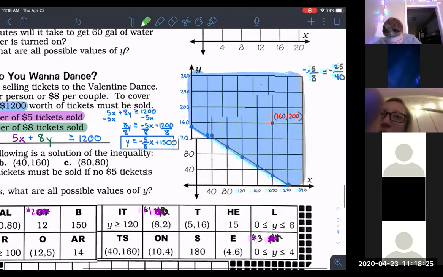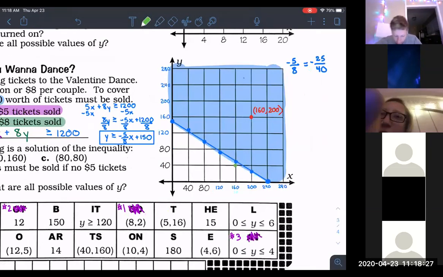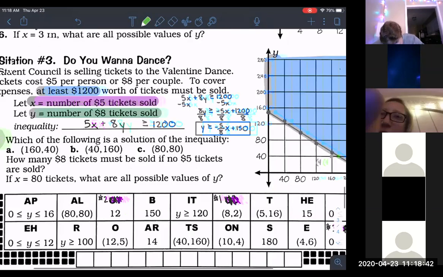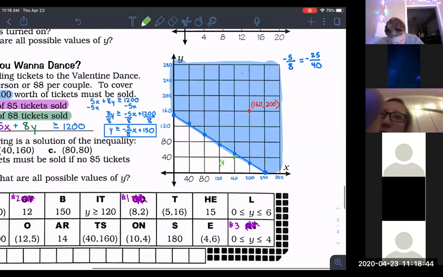So 160 and 40 would be right here, and you can see that is close, but it's outside the shaded area, even though my shading is not perfect. This is what, 40, 160. No, 160 and 40 is what this one is. Okay, how about 40, 160? Well, yes, that one is actually in the shaded region. So that's going to be our answer.